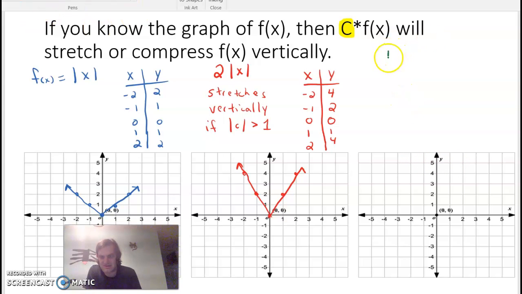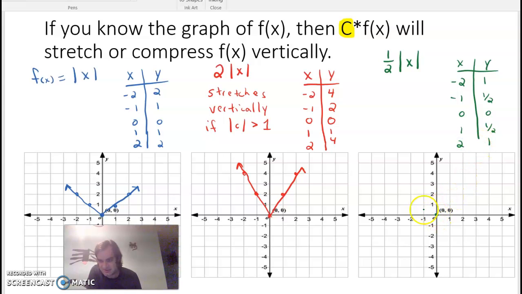The comparison of that would be, what if I use something less than 1? I could use 1/2 the absolute value of x. Well, basically that's taking all the original absolute value outputs and cutting them in half. So when I plug in negative 2, the absolute value turns to positive 2, but half of that would be 1. So if we take all the old values, we will be cutting them in half. Of course, half of 0 is still 0.